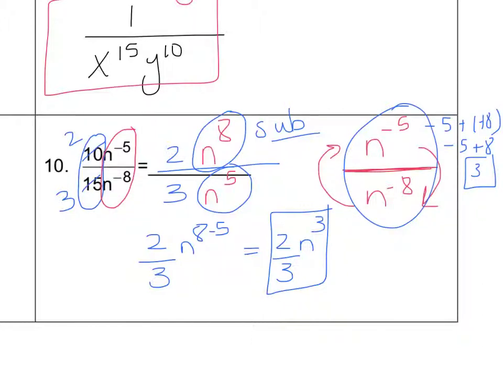And then since you are dividing, you have to subtract the power. 8 minus 5 is 3. Now the 10 and the 15, you have to simplify this fraction by getting 2/3. Now let's move on to the next one.